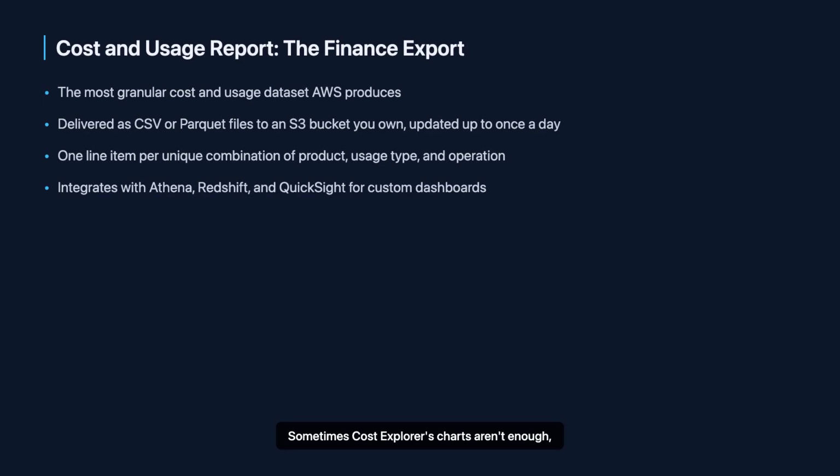Sometimes Cost Explorer's charts aren't enough, because finance wants the raw numbers to crunch themselves. That's the Cost and Usage Report. It's the most granular cost and usage dataset Amazon Web Services produces, full stop. It lands as CSV or Parquet files in an S3 bucket you own, updated up to once a day. The granularity is extreme. One line item for every unique combination of product, usage type, and operation. And because it sits in S3, it plugs straight into Athena, Redshift, and QuickSight. So analysts can build their own chargeback dashboards on top of it.